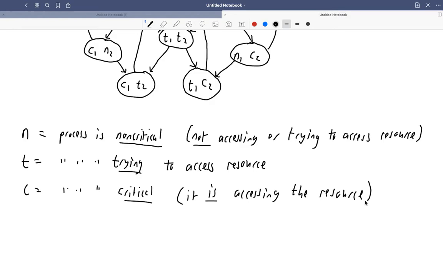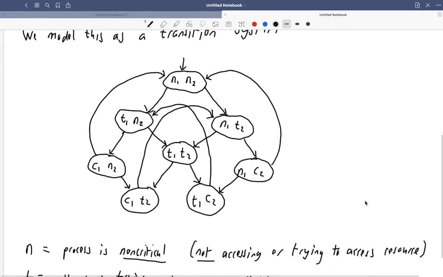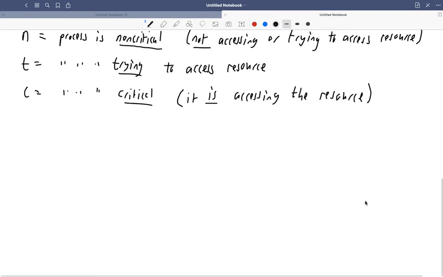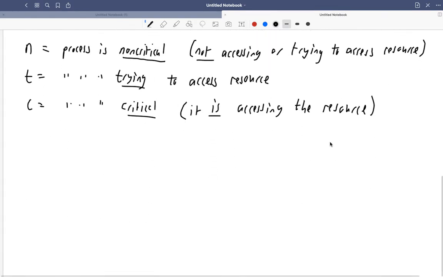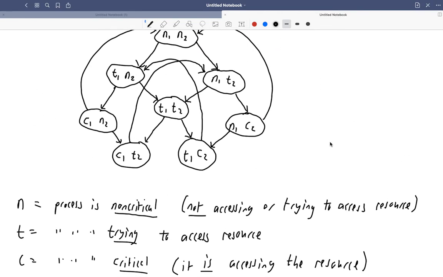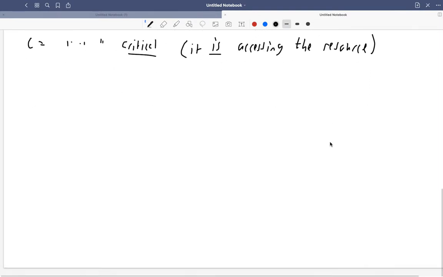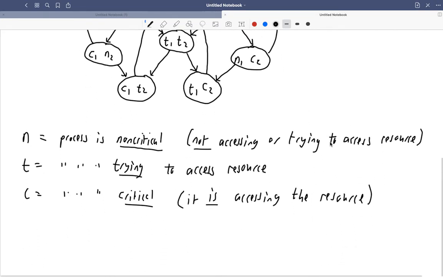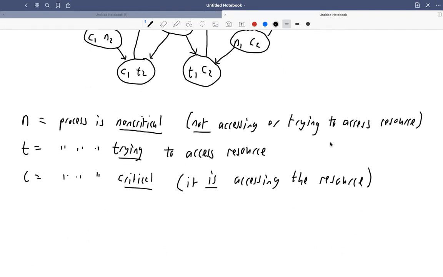It is accessing the resource. So this is a nice little model of some meaningful system using a transition system. If you want a little exercise, you could try and draw the corresponding transition system for 3 processes. Be warned, it has quite a lot of states. So anyway, you can think about that. It's not too many states to manage, but it's more states than we've got in that picture, obviously.